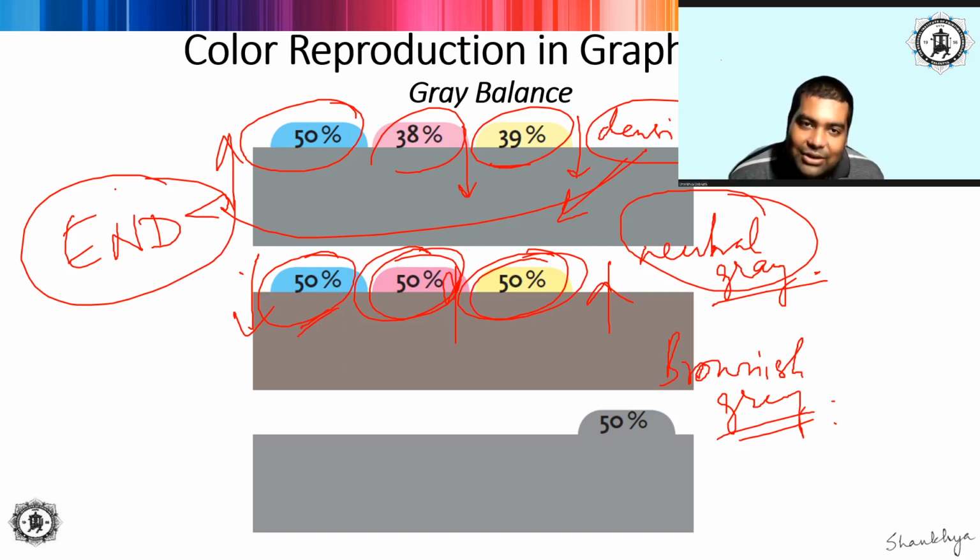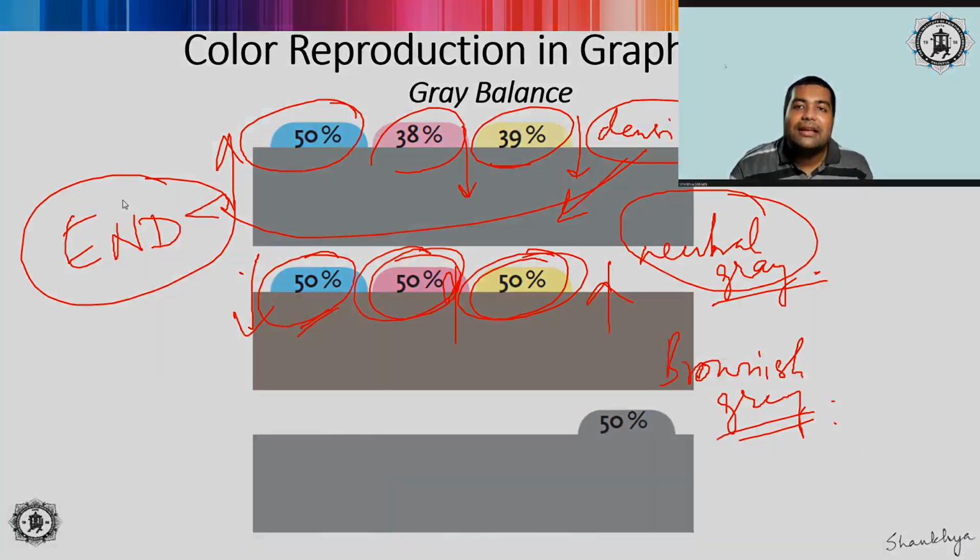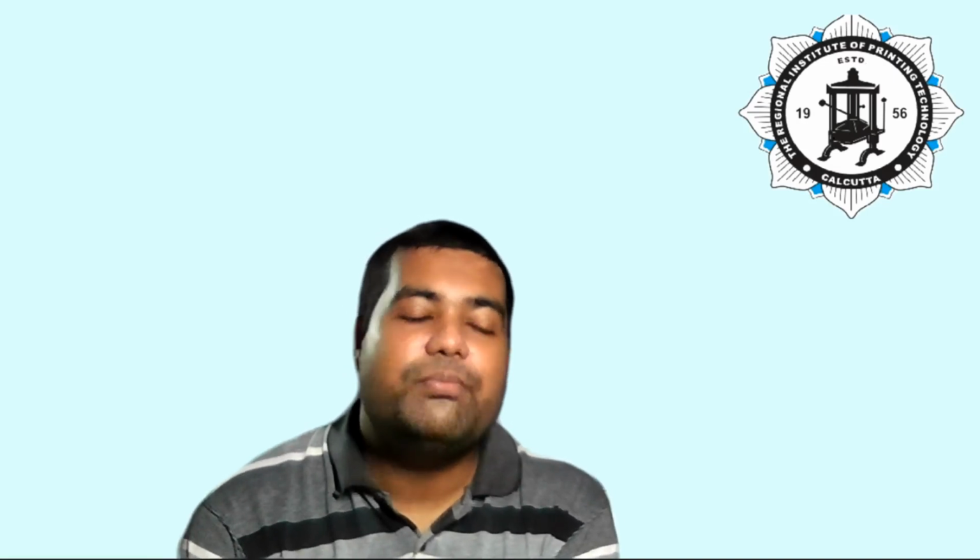Okay, so this is really the end of the lecture now. So hopefully whatever I have told you was clear, and I think that with this we come to the end of the gray balance component of the color reproduction. So we have achieved color reproduction by considering two things. The first is definitely that we have reproduced the tones correctly, that means the contrast is correctly reproduced. That was our first goal.